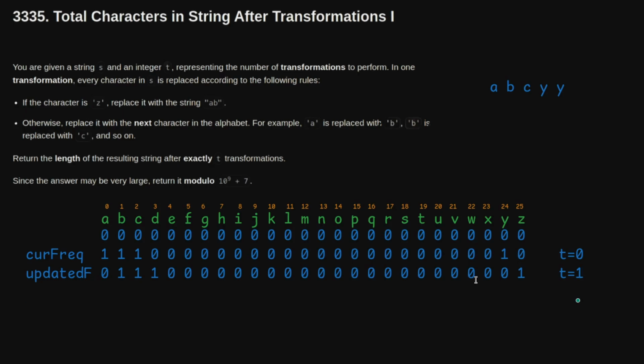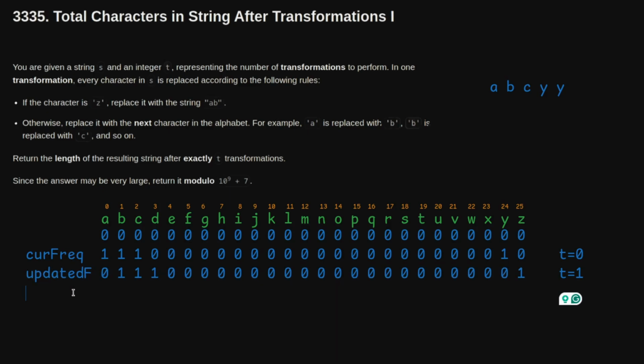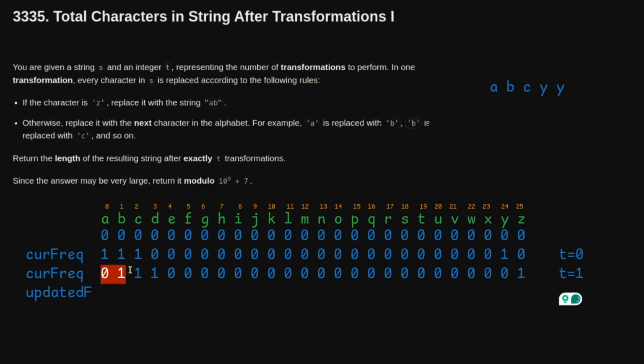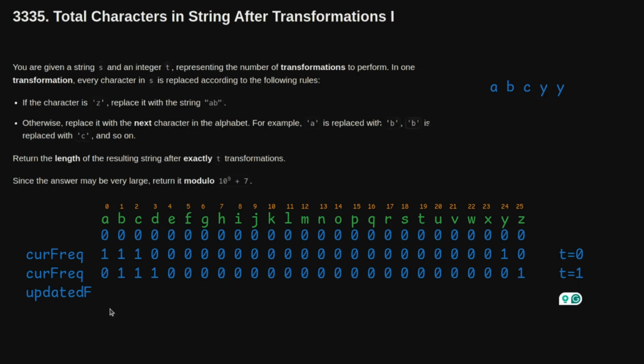Now I want to do t is equal to 2. For the first iteration I have done this. Now for the second iteration, I am going to find out the updated frequency, and the current frequency will become this, right? Now I have this string, and I am trying to iterate over the string for the second time. So this is again initialized to all 0.